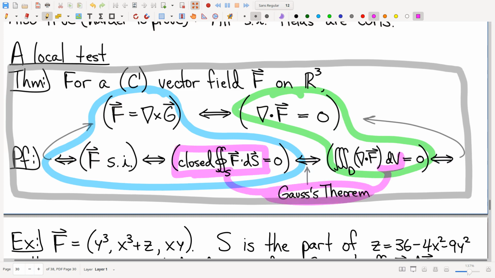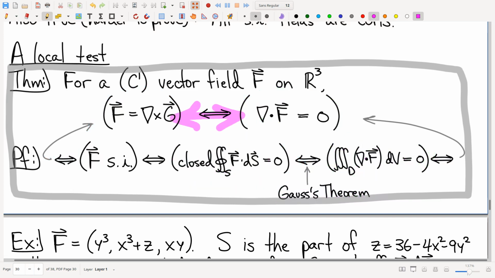Gauss's divergence theorem right there, saying that boundary fluxes are triple integrals with divergence. That's the connection that shows that this third blue equation and this bottom green equation are equivalent, and therefore that all these statements are equivalent, and therefore that I have my local test.